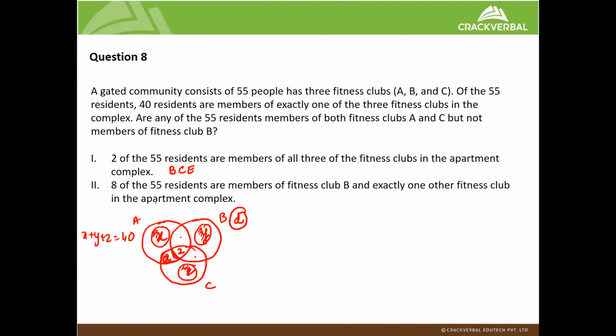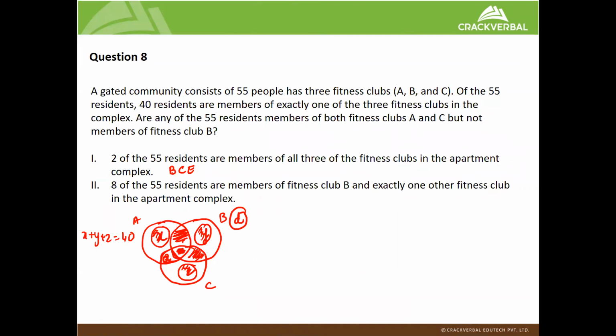Now let's take the second statement. 8 of the 55 residents. Please don't carry over the information from the first to the second. Some of you answered B, so I'm assuming you answered B because you carried over the information. Remember, look at the statements individually first. 8 of the 55 residents are members of fitness club B and exactly one other fitness club in the apartment complex. So B and exactly one other means B and only A, that would be this region, and B and C but not A, right? That would be this region. So I've been given this region plus this region to be a total of 8 residents.